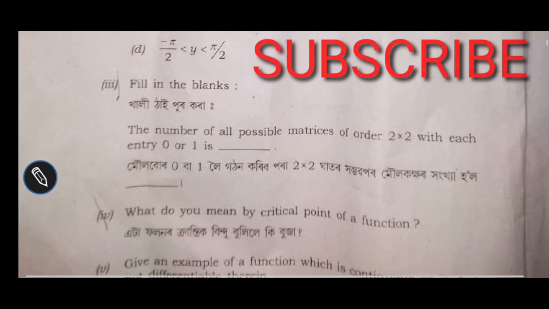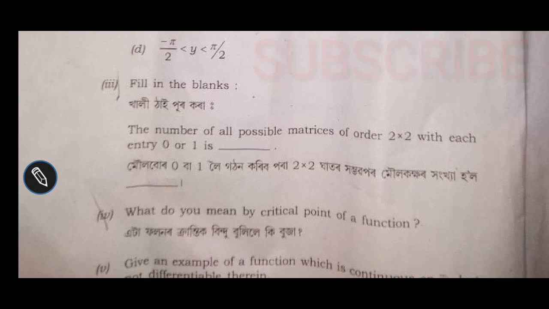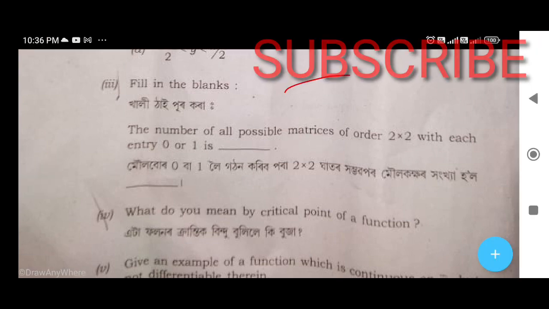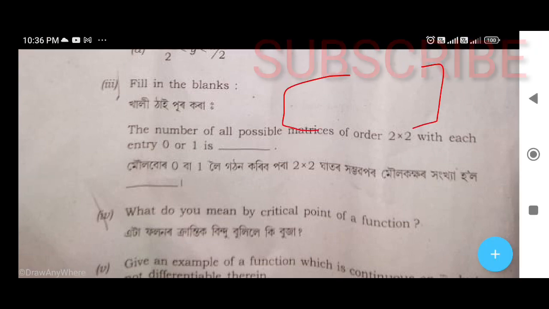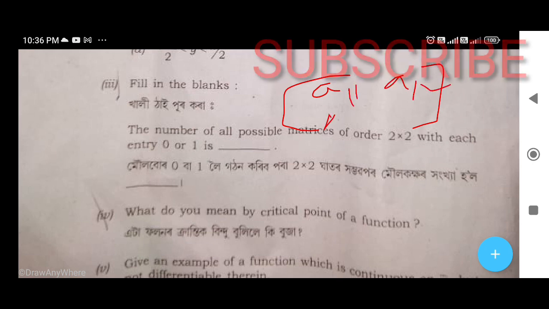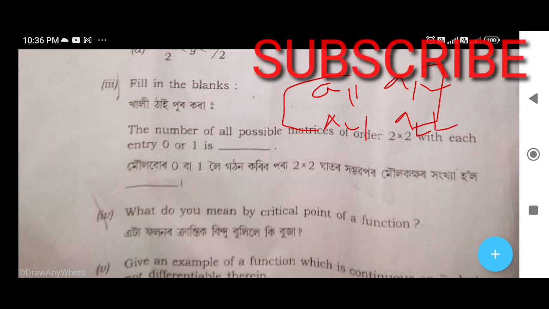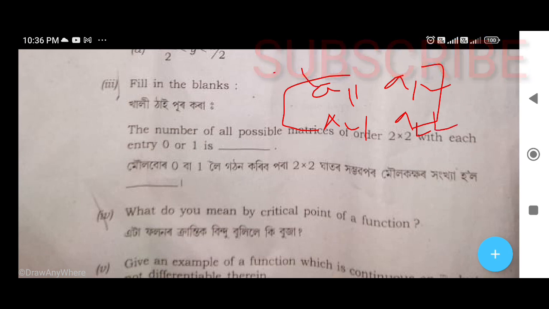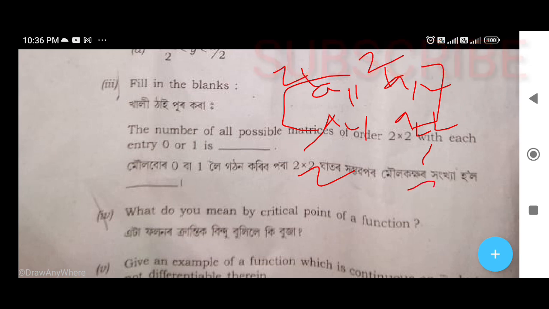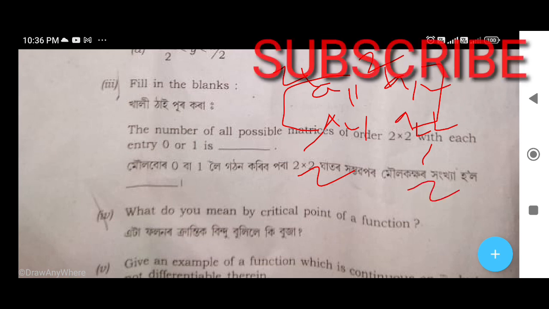Fill in the blanks. There are all possible matrices of order 2 cross 2 with entries 0 or 1. If we draw the matrix, 2 cross 2, here a11, a12, a21, a22. Every element has to be filled with 0 or 1. The first place can be filled in 2 ways, the second also in 0 and 1, 2 ways, the third also in 2 ways, the fourth also in 2 ways. So 2 into 2 is 4, 4 into 2 is 8, 8 into 2 is 16. So the answer will be 16.